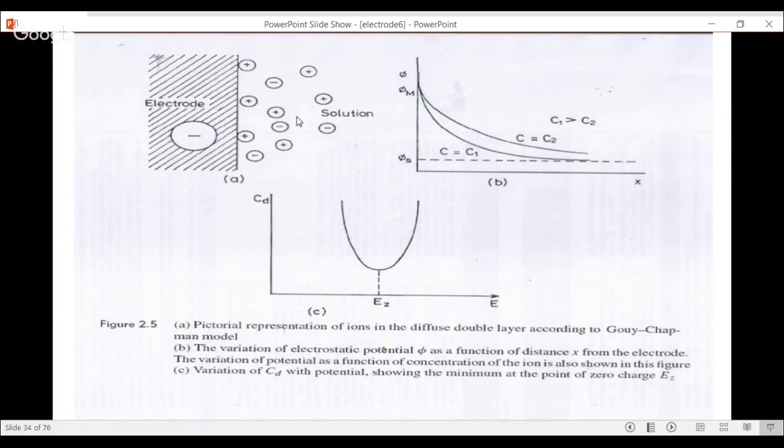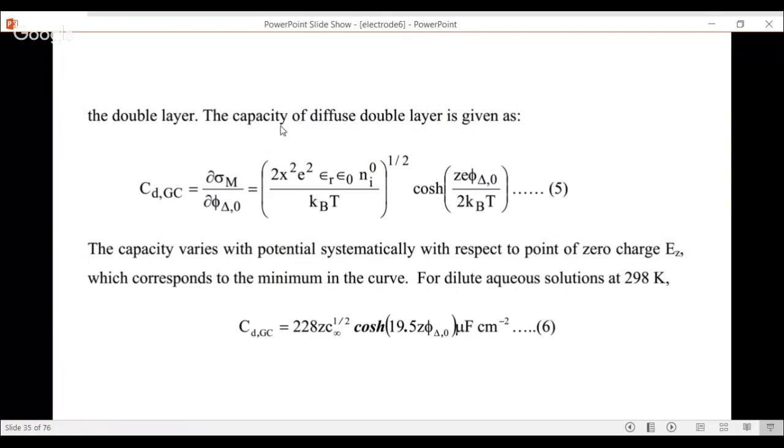This is the pictorial representation of ions in the diffuse double layer. This is the diffuse double layer of Gouy-Chapman. So the capacitance is given by all these parameters. Epsilon r is the relative permittivity, and epsilon 0 is the permittivity in vacuum.